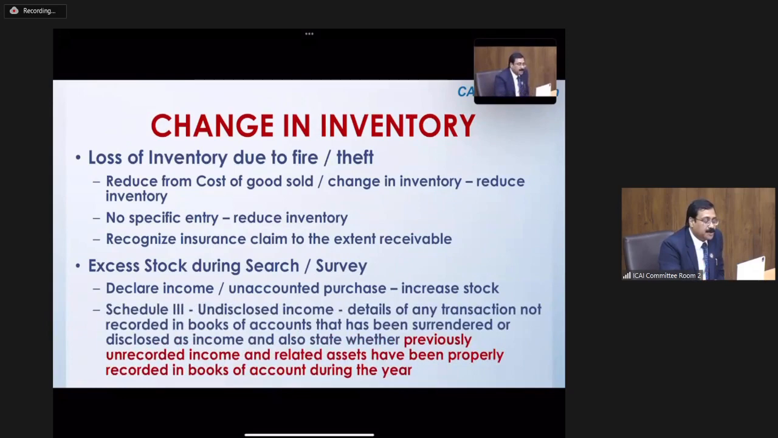As I was saying, Schedule 3, undisclosed income: details of any transaction not recorded in books of accounts that has been surrendered or disclosed as income, and also state whether previously unrecorded income and related assets have been properly recorded in the books of accounts during the year or not. So now there is a requirement in Schedule 3 to disclose this specific transaction, right? So these are all accounting things which have to be done.